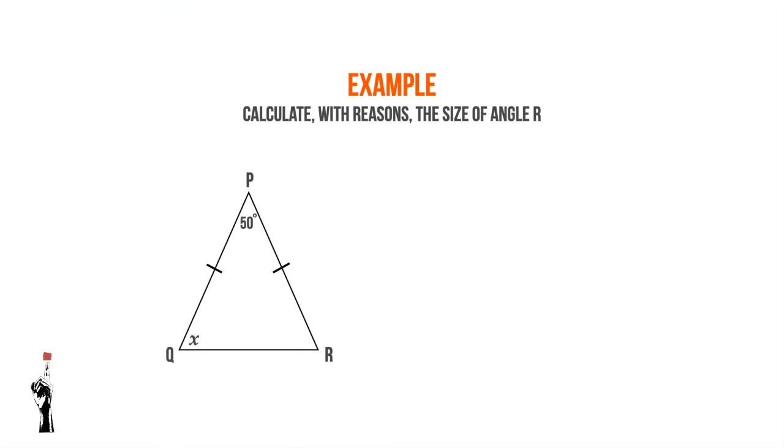Let's do an example using scenario 1. Calculate with reasons the size of angle R. Now, I can see that angle Q has a value of x. Furthermore, I can see that QP is the same length as PR since they drew these lines for me. So now I know that QP is equal to PR. That is given to me. And therefore, I can deduce that angle Q is equal to angle R, which are equal to x.